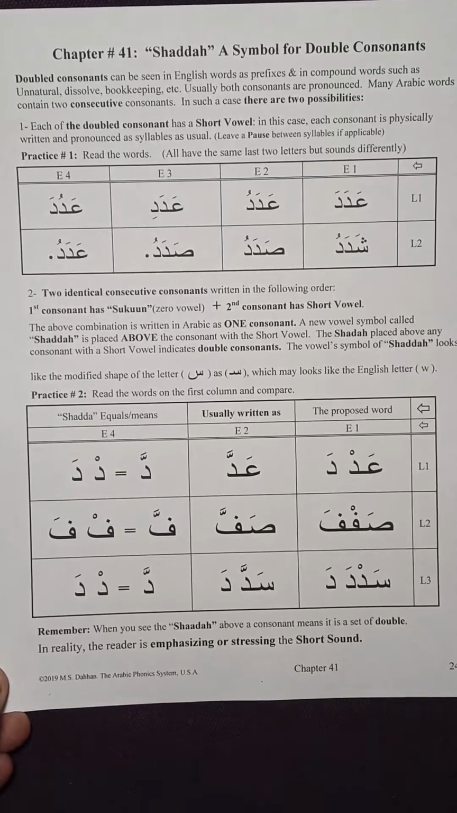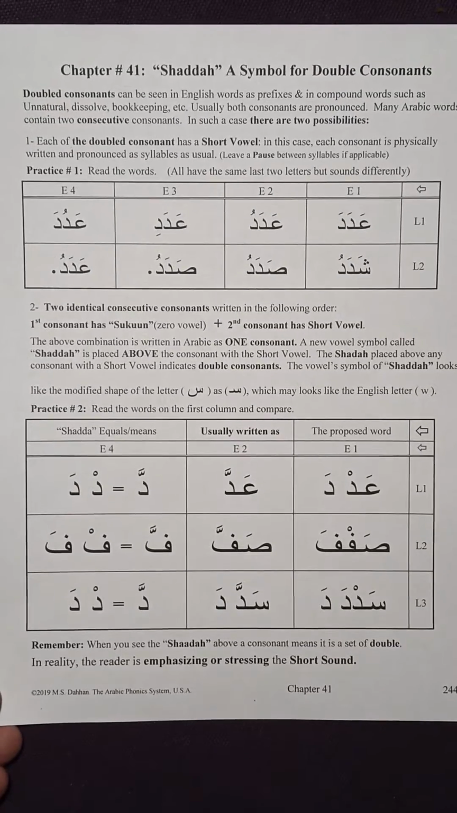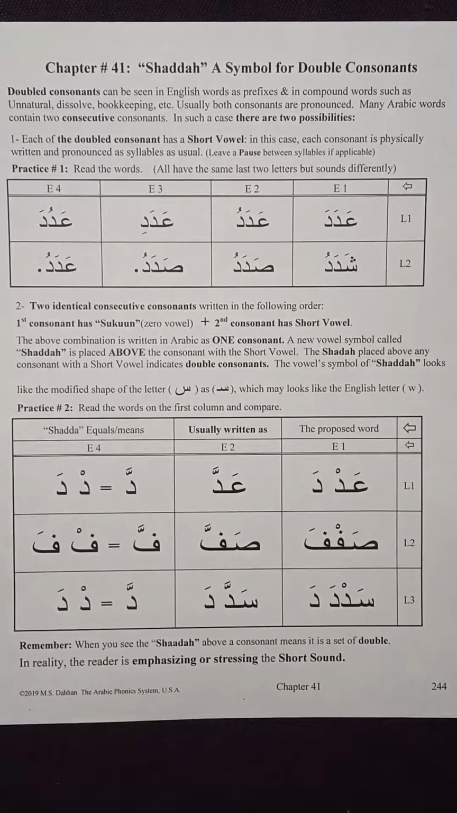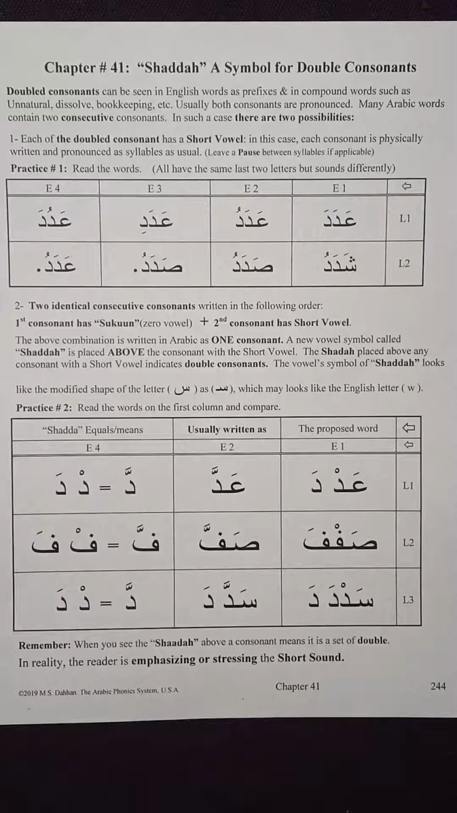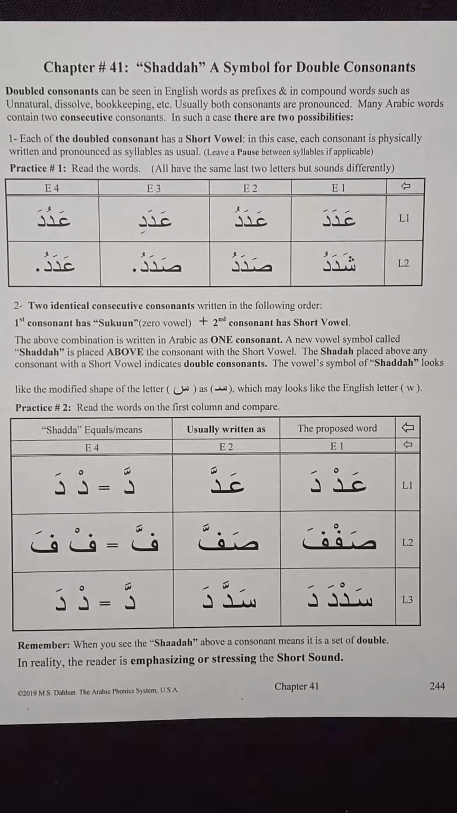Okay, we are in chapter 41. I don't know if you remember, in phase one I told you that in Arabic we have three vowels, and everything comes out of them. Now this is secondary vowel. All of them came out of these three. All right. Now today we have chapter 41.